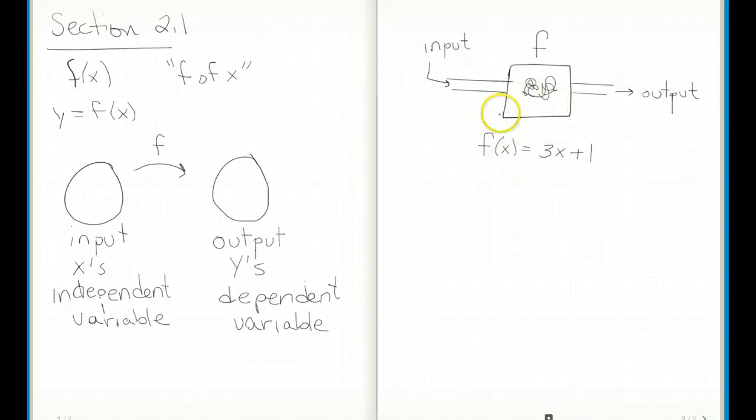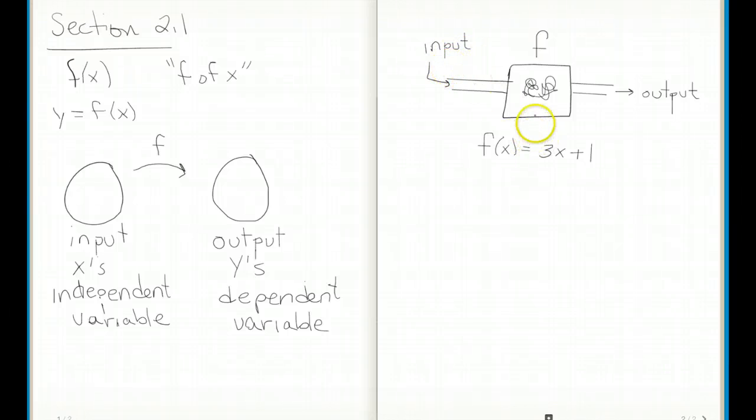So thinking about it in this way can help you think about this input-output relationship, where there's this function that acts on the input. What's important to remember about this machine, though, is that you're only allowed to plug in certain kinds of inputs here.